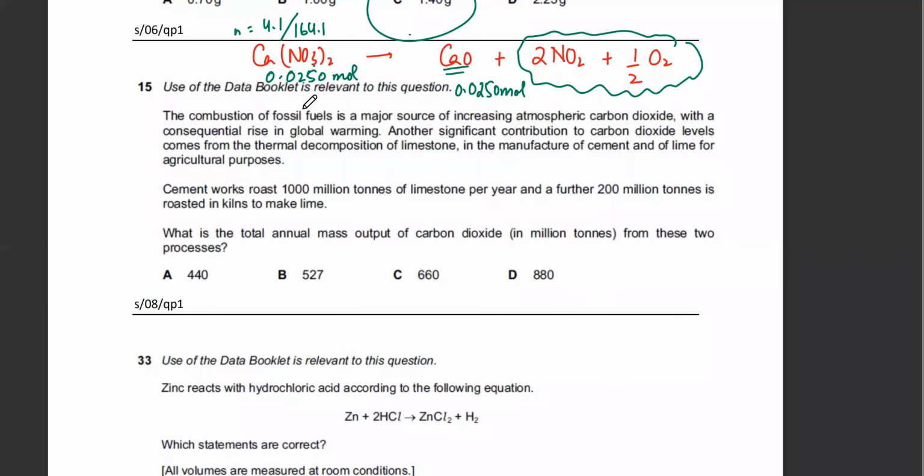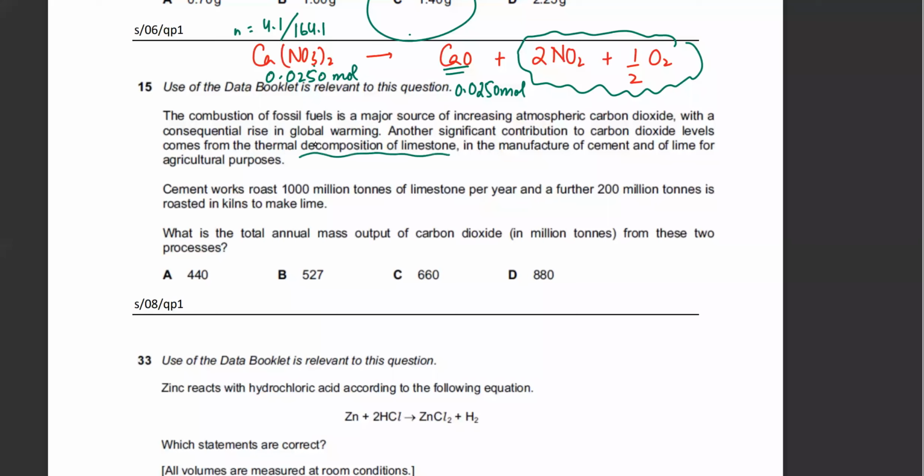Next one. What's the next question about? Combustion of fossil fuels is a major source of increasing atmospheric carbon dioxide with a consequential rise in global warming. Remember, a lot of questions are very simple, they just have very long stories associated with them. A significant contribution to carbon dioxide levels comes from the thermal decomposition of limestone.